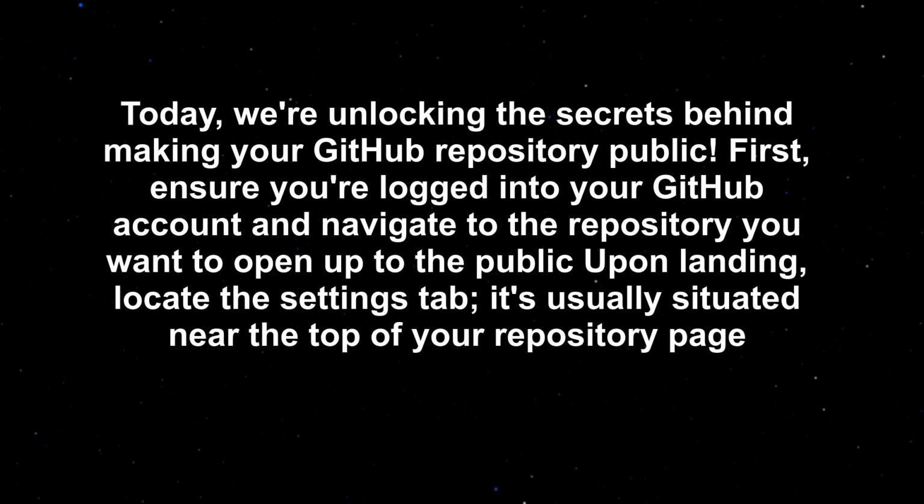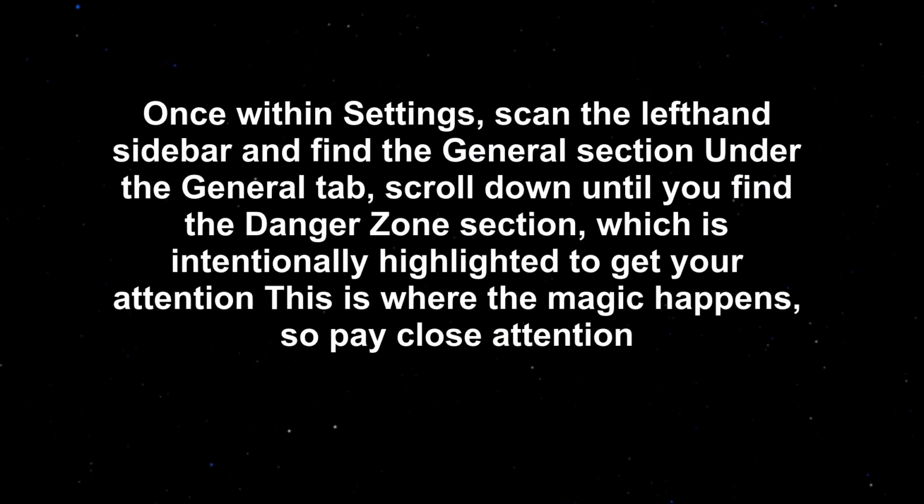public. Upon landing, locate the Settings tab. It's usually situated near the top of your repository page. Once within Settings, scan the left-hand sidebar and find the General section. Under the General tab, scroll down until you find the Danger Zone section, which is intentionally highlighted to get your attention. This is where the magic happens, so pay close attention.